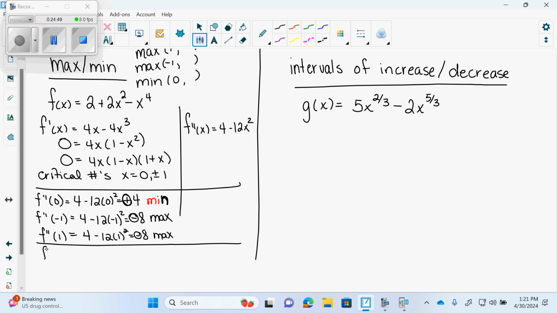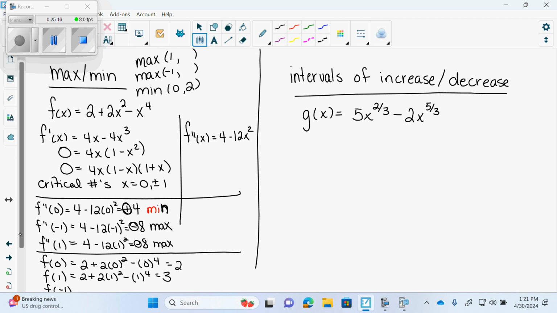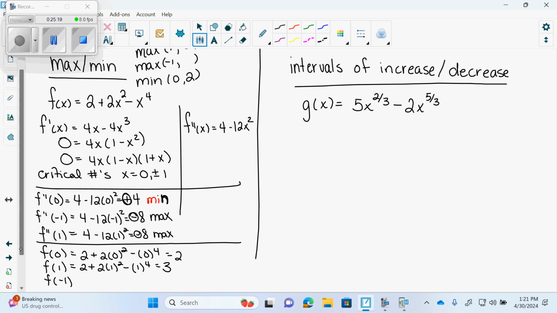If I go f of 0, I'm going to get 2 plus 2 times 0 squared minus 0 to the 4, which is 2. So I know 0, 2 is my minimum. Then I do f of 1 and f of negative 1. f of 1 is 2 plus 2 times 1 squared minus 1 to the 4, which is 2 plus 2, which is 4 minus 1, which is 3. So 1, 3. Then negative 1 is 2 plus 2 times negative 1 squared minus negative 1 to the 4, which is again 2 plus 2 minus 1, which is 3.